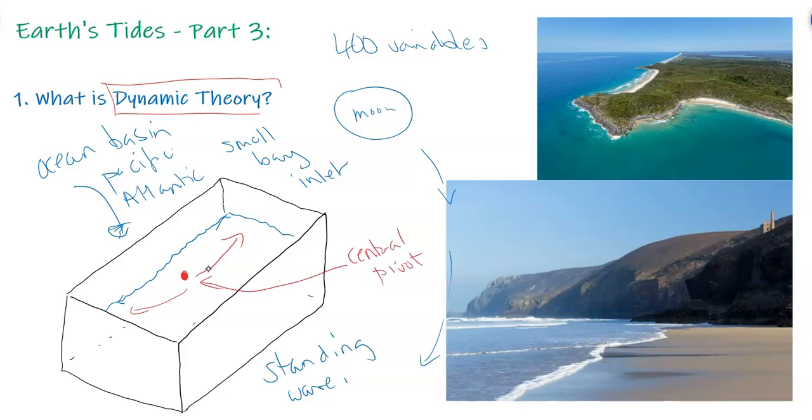Like a seesaw in a kid's playground. One side goes up, one side goes down. But this pivot is staying in the same place. It's not really moving. There's no real vertical change. And this central point in terms of tides is called a nodal point, or sometimes called an amphidromic point.